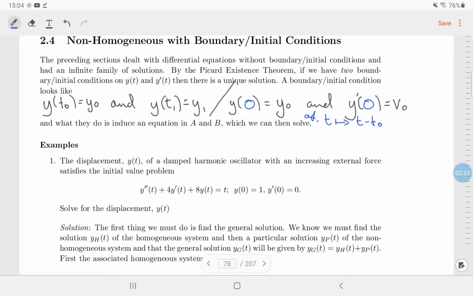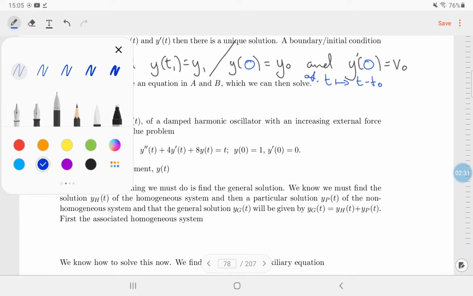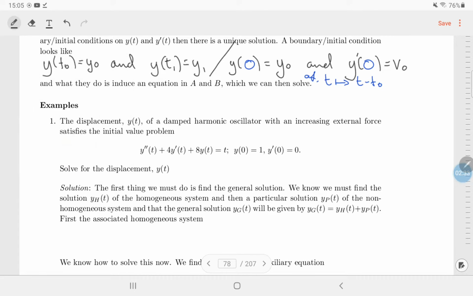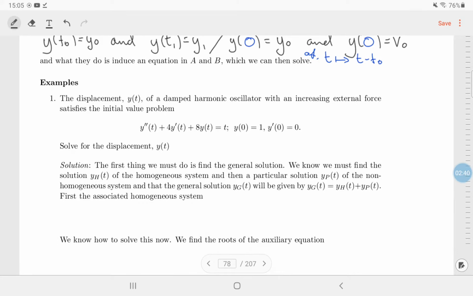Okay, so what these two things do is the initial or boundary conditions give you equations in A and B which you can solve. This is a similar idea to what you saw last semester, most likely with the fixed points where you got two equations in R and MA. It's most like that. Okay, so we'll do a couple of full examples here.